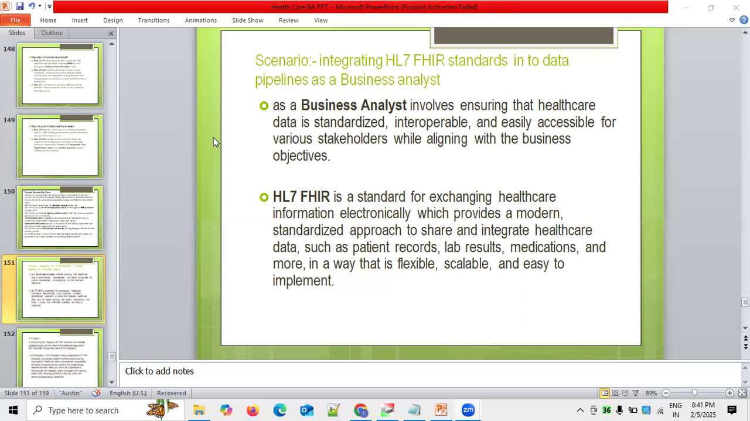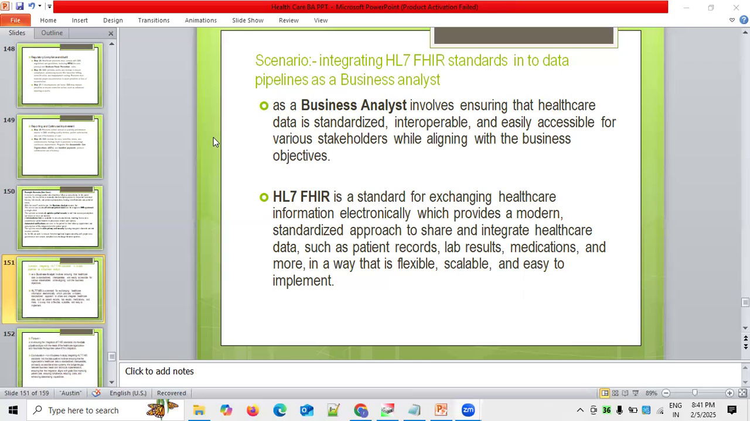So hence I have taken one scenario which is about integrating HL7 FHIR standards into data pipelines as a BA. If this is the scenario, how are we addressing that and how are we moving further? That is something which I am going to explain.